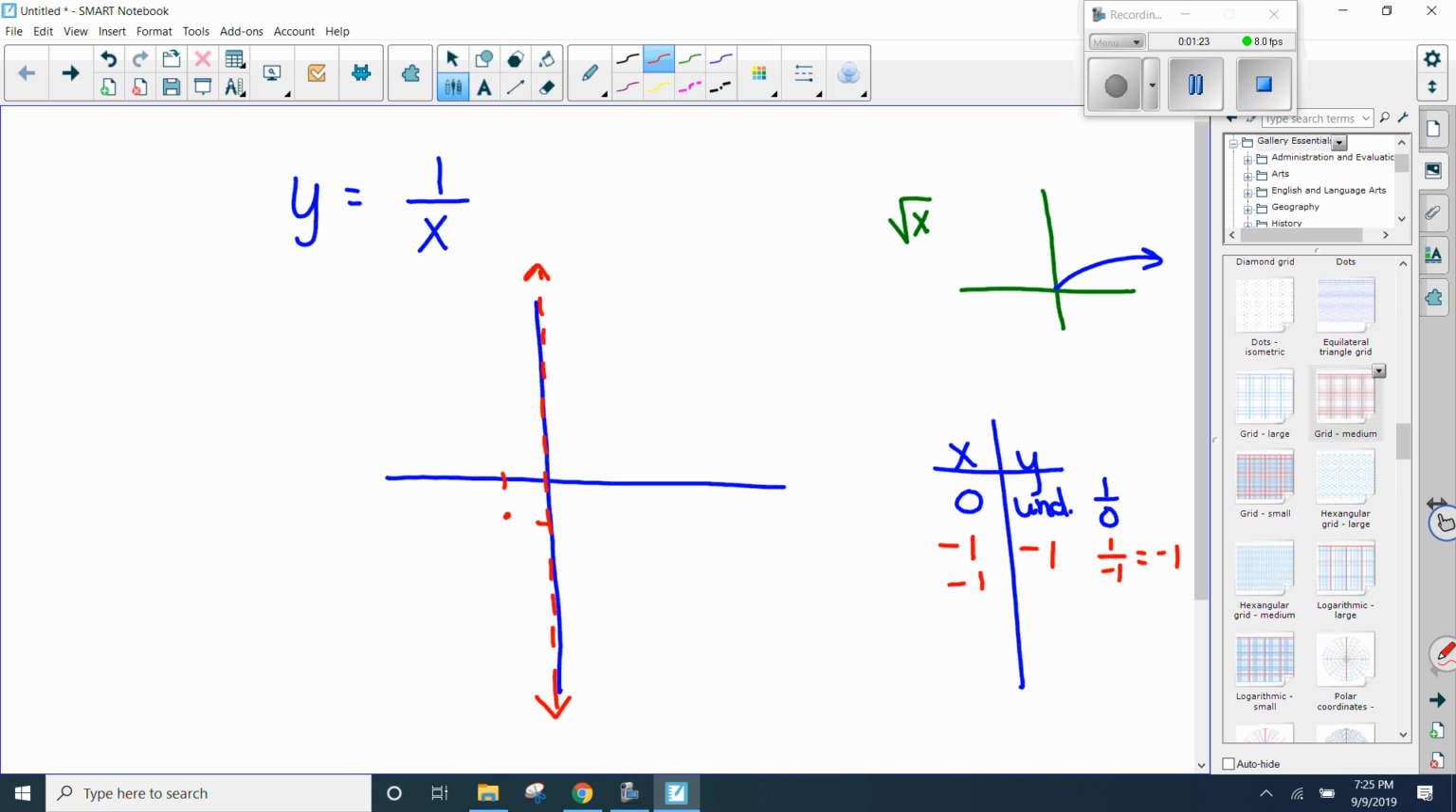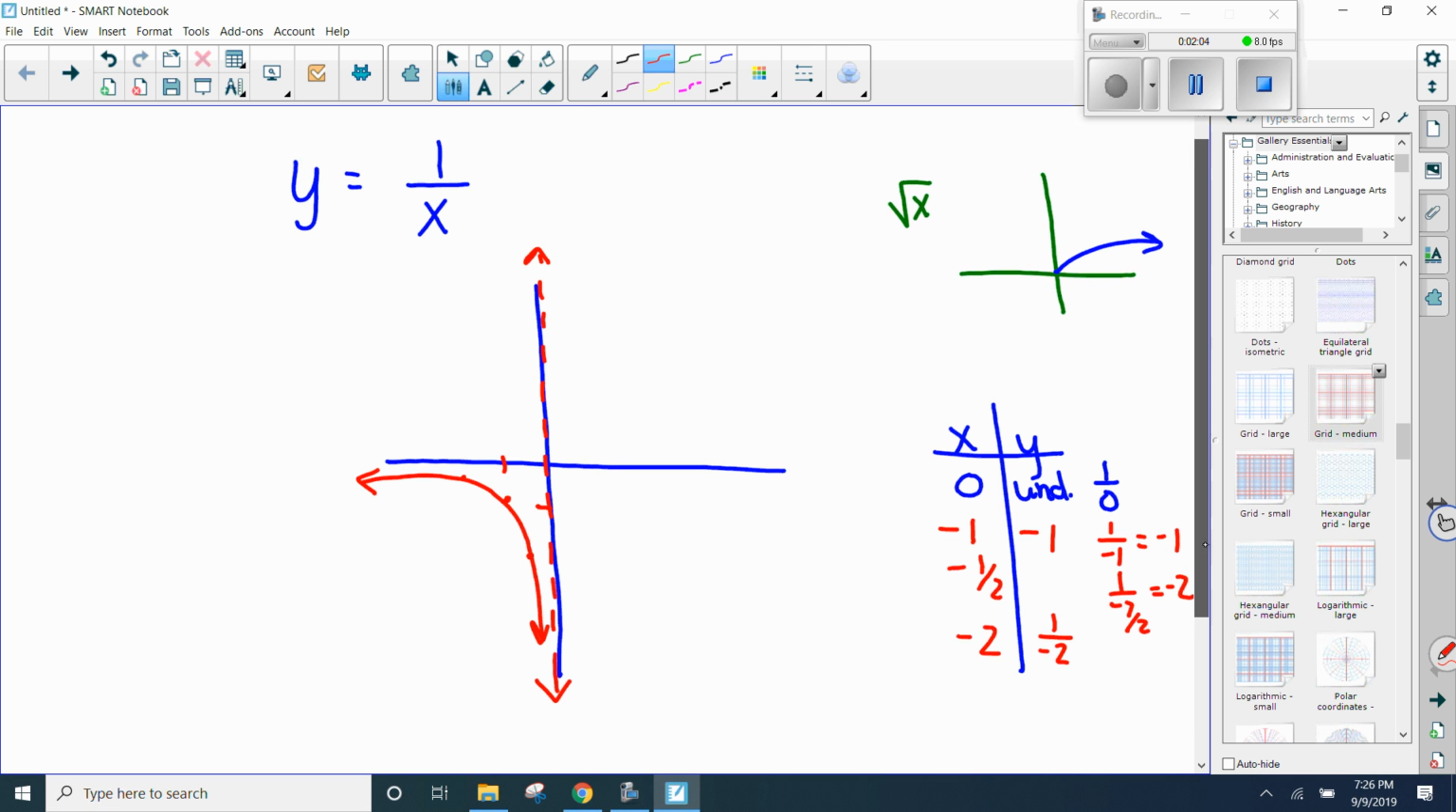If you pick -1/2, that is 1 over -1/2, which when you flip and multiply, you get -2. So at -1/2, you get -2, which is going to be right here. If you were to pick -2, you're going to get 1 over -2, which is just -1/2. So your graph actually curves in quadrant 3 when you pick your negative values for x.